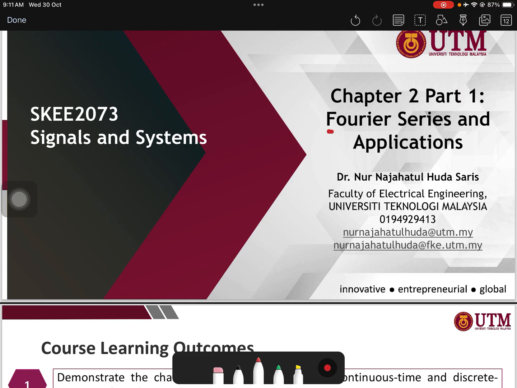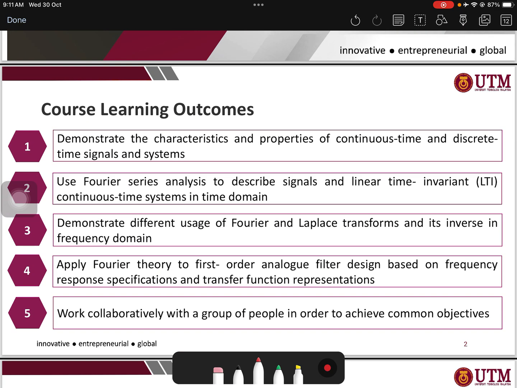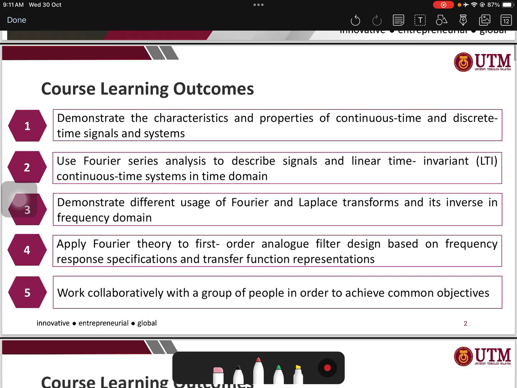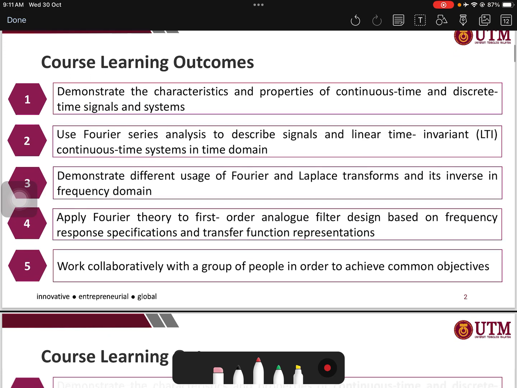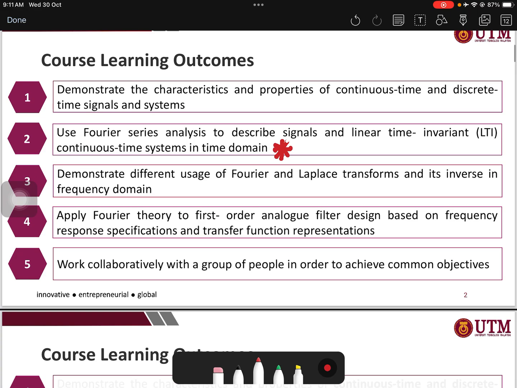So today we are going to learn about chapter 2 part 1, which is the Fourier series and the application. As you can see on my screen, there are several course learning outcomes that we have to achieve throughout this semester. But for this chapter 2, we will focus more on CLO number 2, which is use the Fourier series to analyze and describe the signal linear time invariant continuous time in time domain.